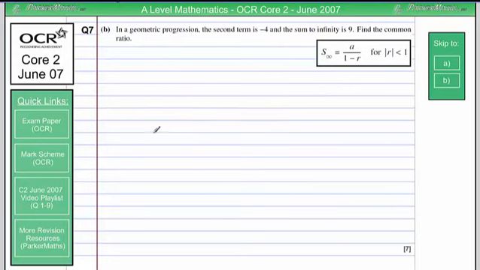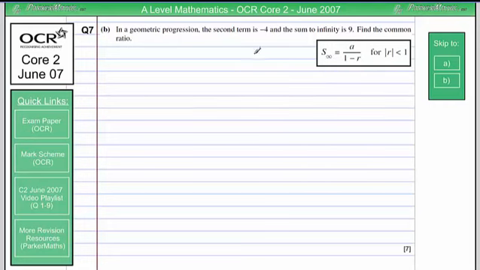Question 7, Part B. In a geometric progression, the second term is minus 4, and the sum to infinity is 9. Find the common ratio. In the formula book, you're given the sum to infinity for a geometric progression, and it says it's a over 1 minus r, and this is only valid when the common ratio r is less than 1. Like in the last question, a is the first term, s infinity here just means the sum to infinity.